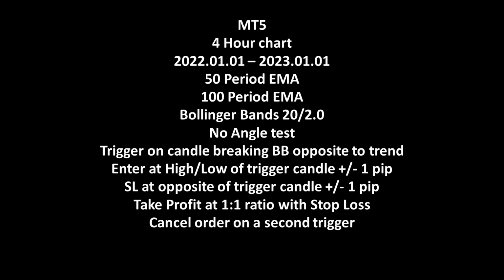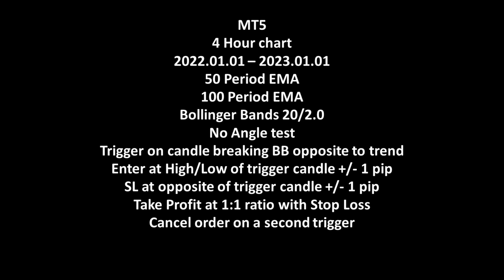And if the trigger candle broke the upper Bollinger Band, then I'll be entering at the low minus 1 pip. The stop loss is then at the opposite side of that trigger candle, also plus or minus 1 pip. And the take profit is set at a 1-to-1 ratio with the stop loss. Orders are cancelled when there is a second trigger candle.